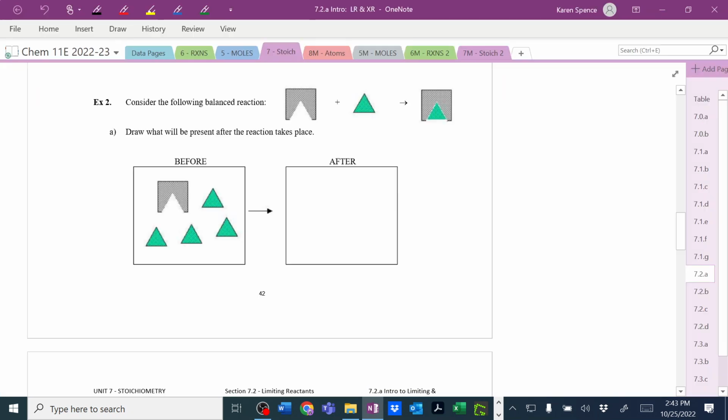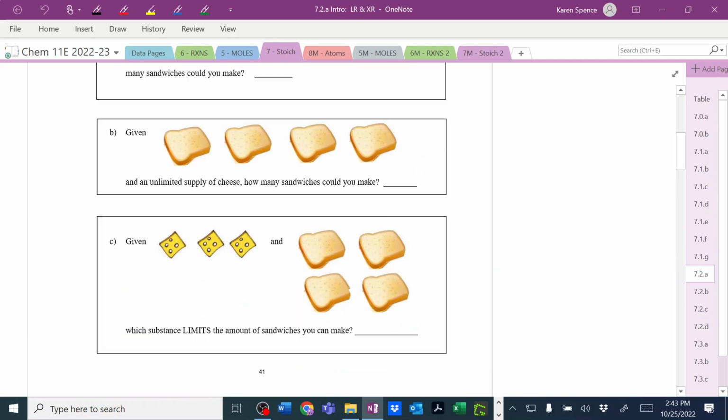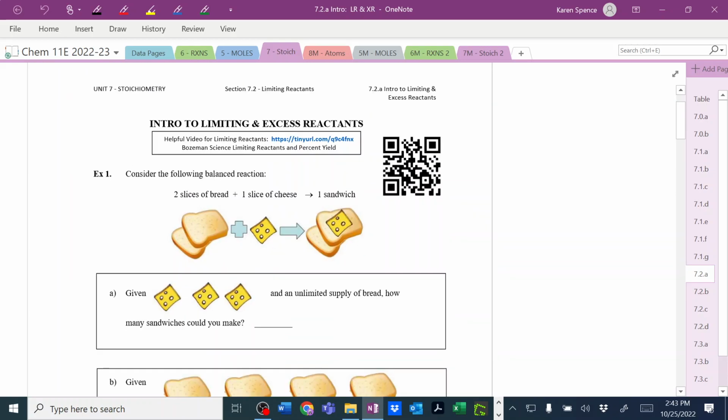Ah, here we go. This looks much better. All right. We are on page close to 40. We're on page 41.